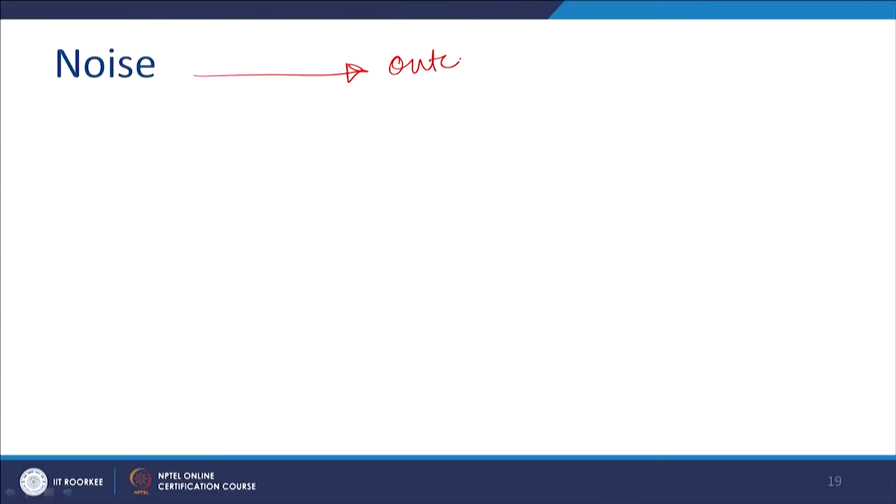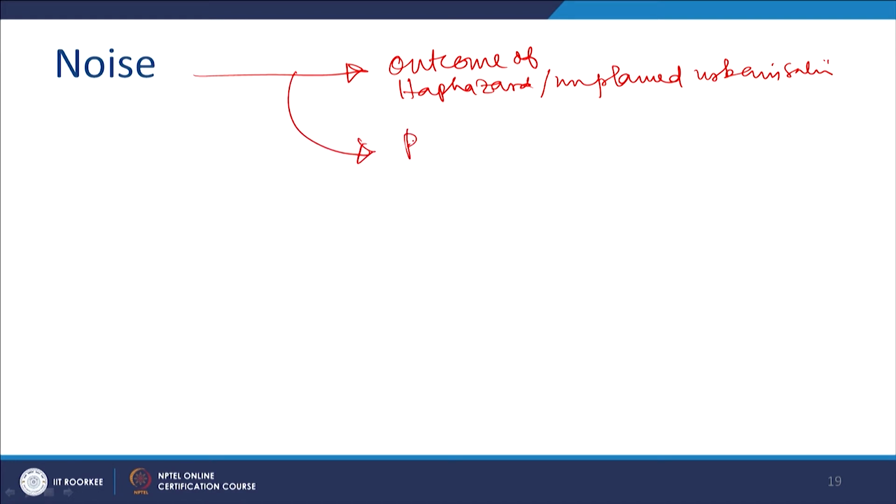Noise is a very important problem we have seen in our cities. So, noise is a kind of outcome of haphazard or unplanned urbanization. And also noise creates physical conditions which lead to medical conditions as well. Okay. So, to mitigate noise we need to do again some control and planning action. Let us see what are the actions.